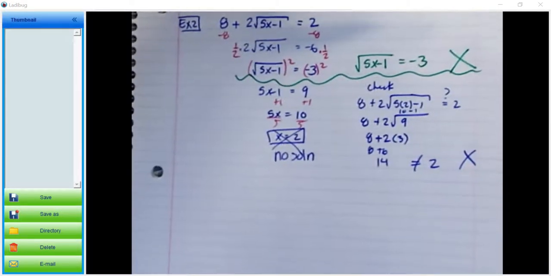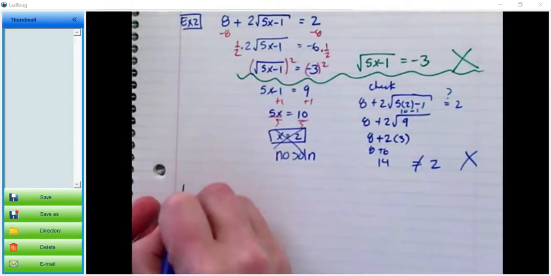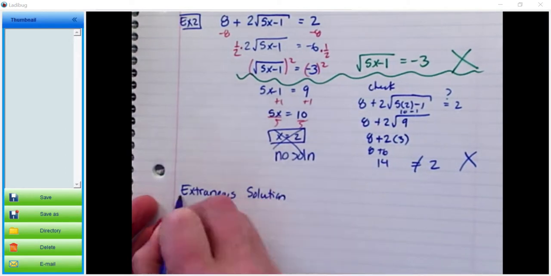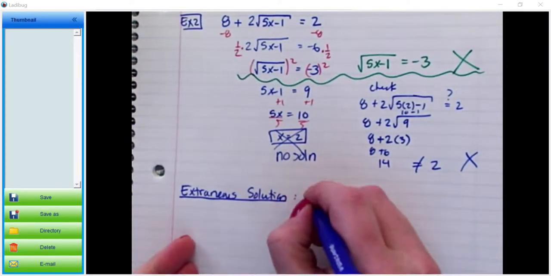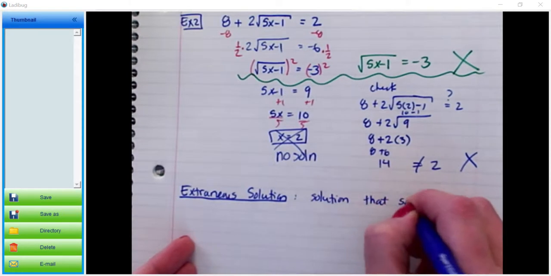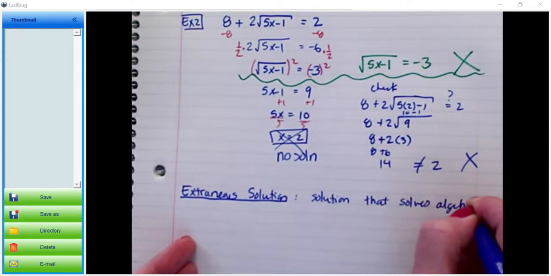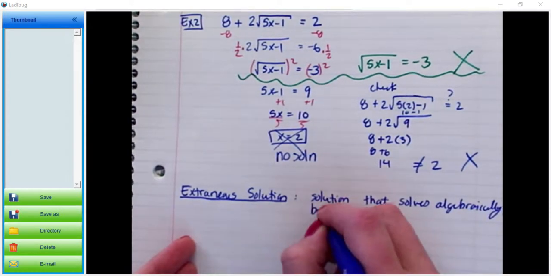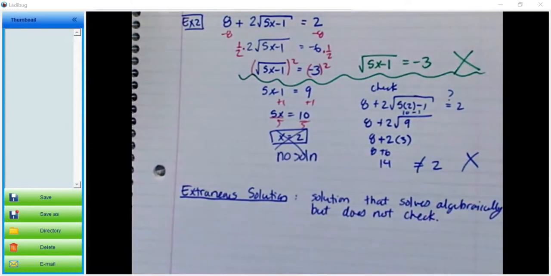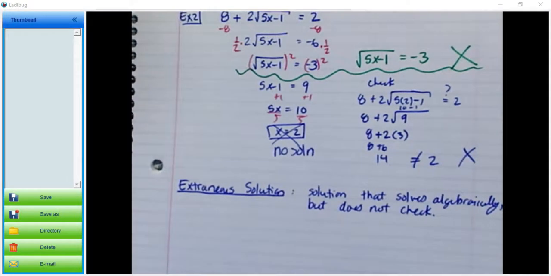Which brings us to our first vocab word, extraneous solution. Extraneous solution: a solution that solves algebraically but does not check. Right? It's a false positive. You're like, I think it's an answer because I solved for it, but it does not check. So no solution. And so you have to cross it out and write no solution.